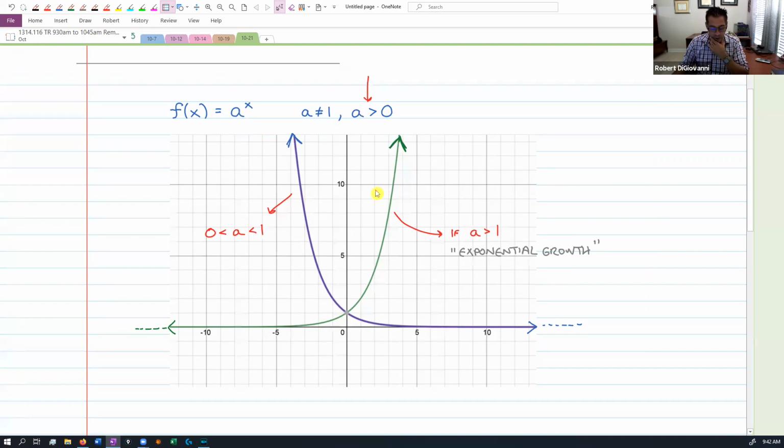All right. So, okay, back to this. If we have a number as our base between 0 and 1, then we should expect this, which we call not exponential growth, we call this exponential decay.